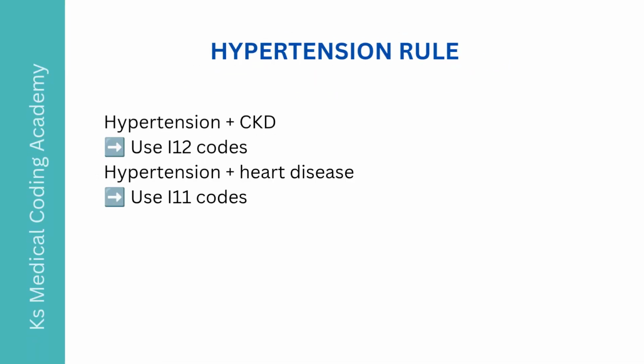Hypertension rule. Hypertension frequently combines with other conditions. If hypertension occurs with chronic kidney disease, use codes from category I12. If hypertension occurs with heart disease, use codes from category I11. Combination codes must be applied correctly.